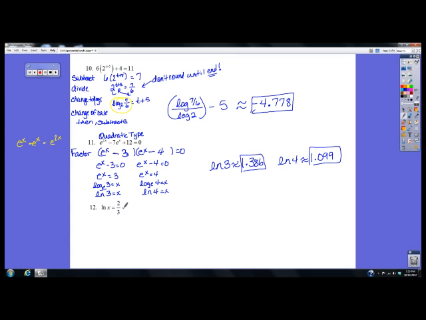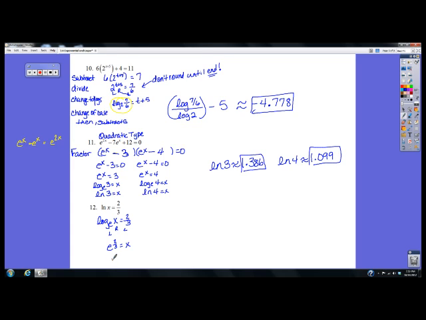And we have one more in this section. Natural log of x equals 2/3. Natural log, or ln again, is log base e of x equals 2/3. Left, right, left. e to the 2/3 equals x. 2/3 is an exponent. Just calculate that in your calculator.